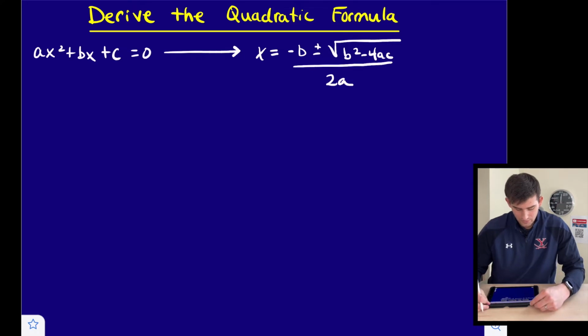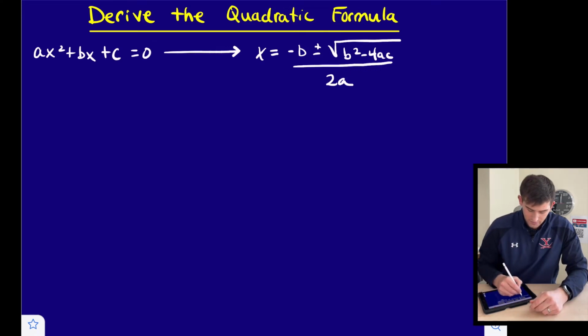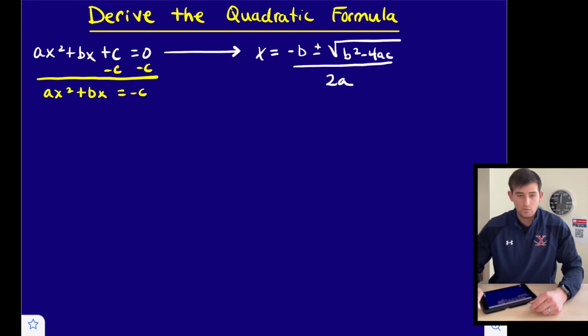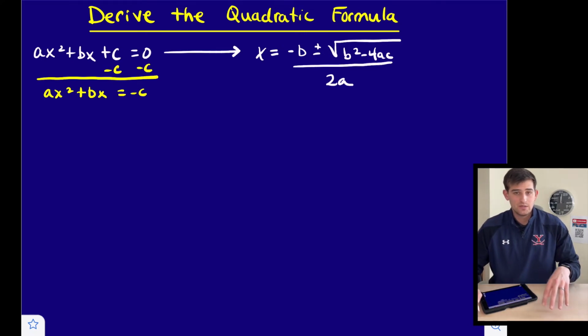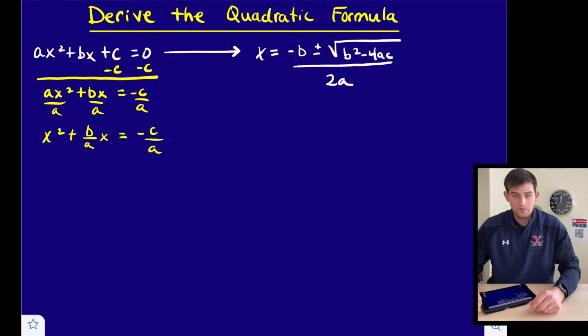Well, let's go through it. So we're going to start over here on the left. And remember, when we complete the square, we want x squared plus bx by itself. So to start off, let's subtract c from both sides. So now we have ax squared plus bx equals negative c. Well, we don't want ax squared, we just want x squared. So we need to divide all terms by a. So now we have x squared plus b divided by a, x equals negative c over a.